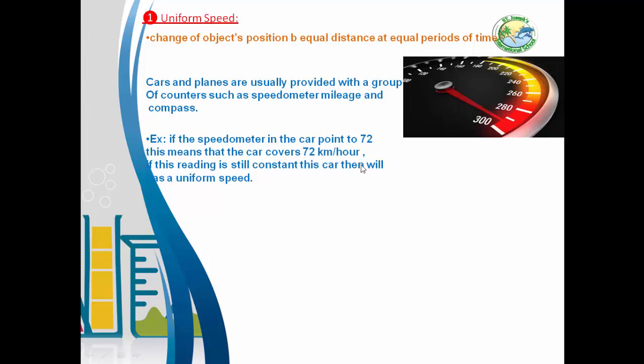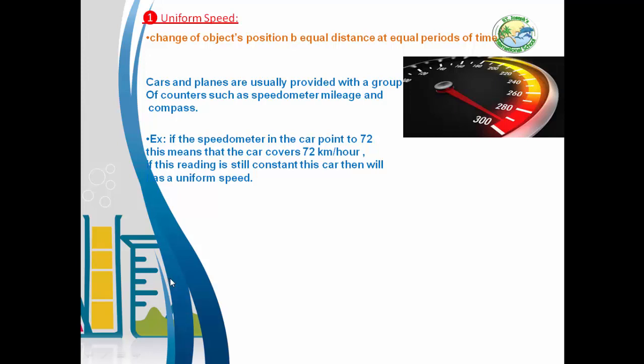72 km each hour. If the reading is still constant, that's what happens if there is no traffic. The car can move at constant speed if there is no traffic. So we can say that this reading remains constant during your traveling if there is no traffic.